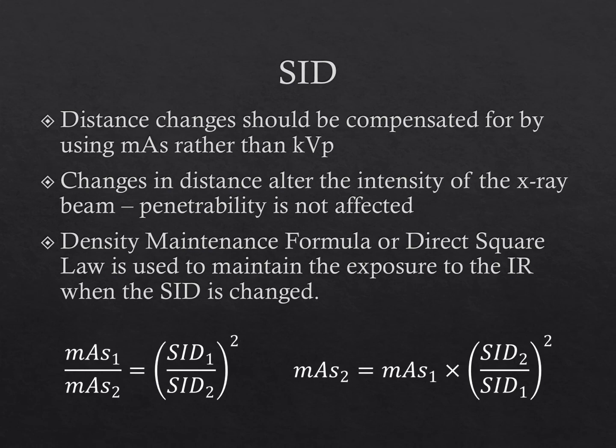In the inverse square law, when we were talking about the intensity of the exposure, you saw the SIDs flipped. We had SID2 over SID1 squared. That is the inverse square law. Don't get them confused, because you'll get the problem wrong and you'll have the wrong mass value. So pay close attention: this is the direct square law to maintain the amount of exposure to our IR when we are changing SIDs. This is a great formula to know. Hint, hint.